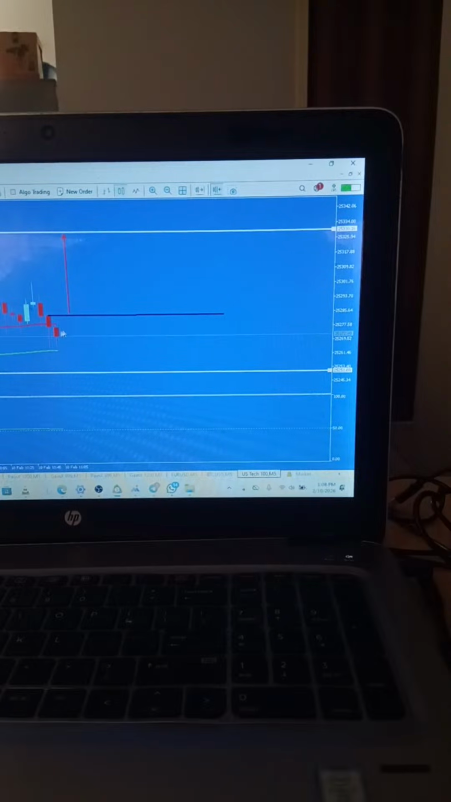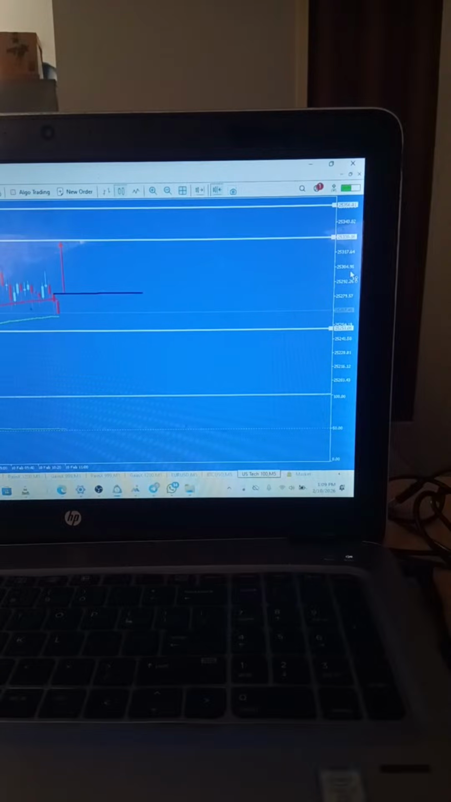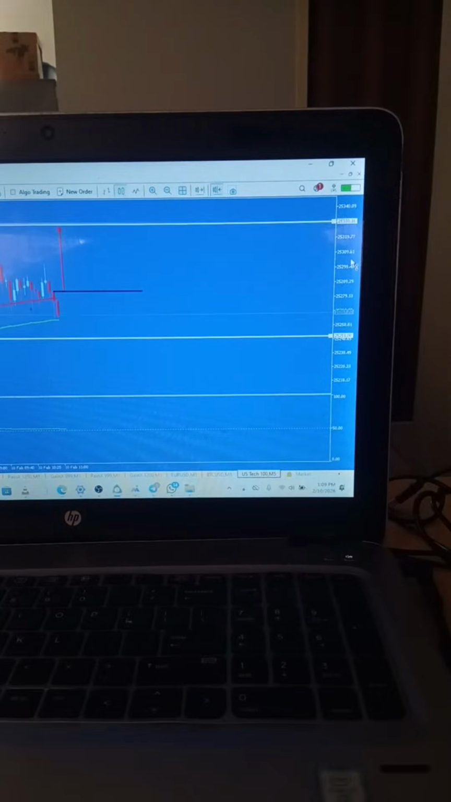So once a candle closes above the black line, we're going to buy. This becomes our first target. Our stop loss is going to be 25,251. That's our stop loss. Then the first target will be 25,330. Then the other one is going to be 25,356. So basically, that's our plan.